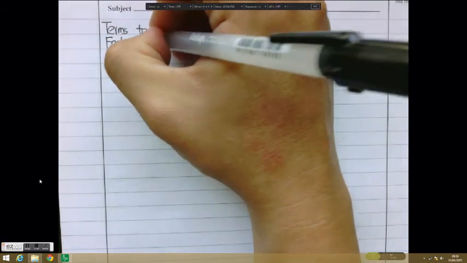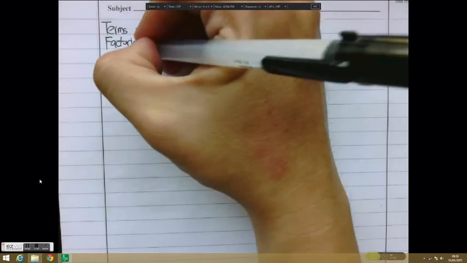Today we're going to cover terms to know in the binomial theorem. The first thing that we need to learn is the factorial. How we read this is called n factorial. I'll just give you a few examples and you should catch on quite quickly.